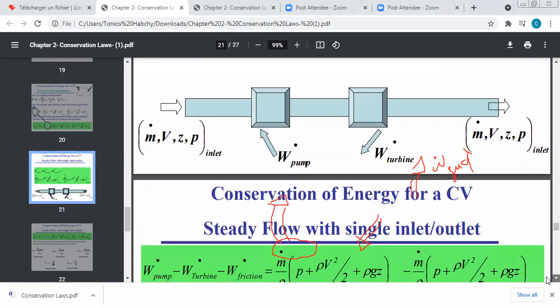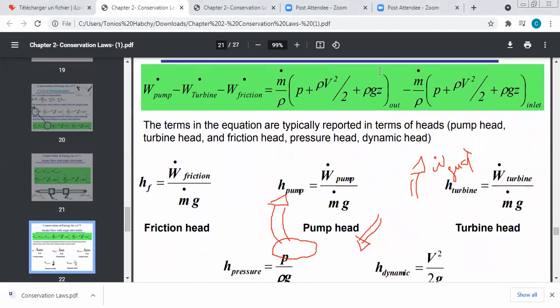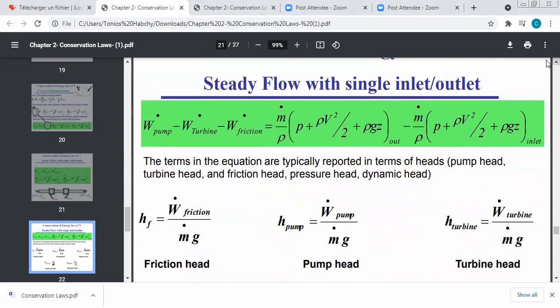Now, sometimes we express our terms as head, pressure head. So what do we mean by head? We have head of pressure, head of pump, head of friction, etc. It's very simple. We have written our energy equation in the following form. For our previous example, the energy equation was: W dot pump minus W dot turbine minus W dot friction equals m dot over rho times P plus rho V square over 2 plus rho gZ.